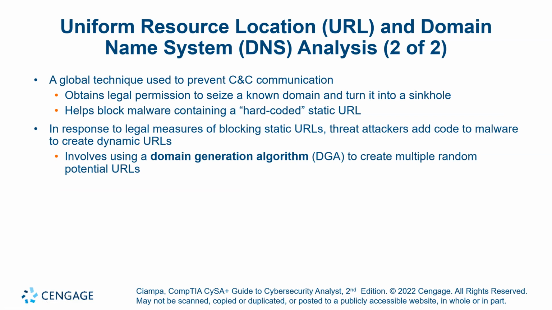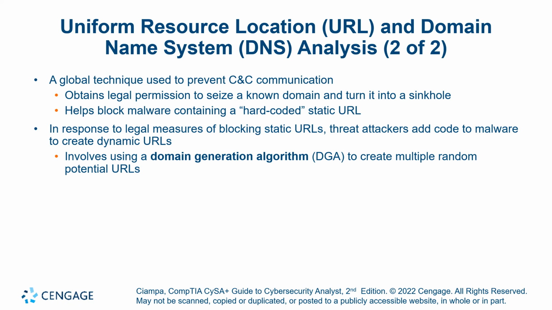A global technique used to prevent command and control communication obtains legal permission to seize a known domain and turn it into a sinkhole. It helps block malware containing a hard-coded static URL. So they really tried to do this in a lot of, I've seen this a lot in child exploitation cases or things like that, where they have a known site and they're trying to catch people using this site. So what they do is they go out and they grab it. It's a known domain to these people. They turn it into a sinkhole, so all the traffic just goes boop, and they get all the information of the people that are trying to access it. It actually works really well for them. So it looks like you're having a problem on your end when really someone is just tracking what you're doing.